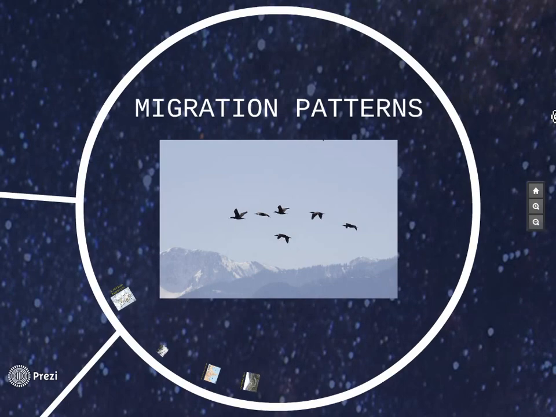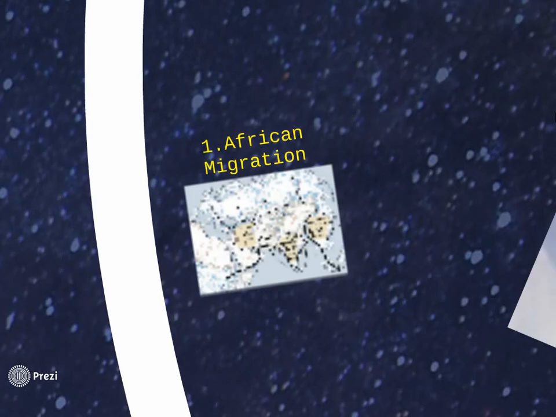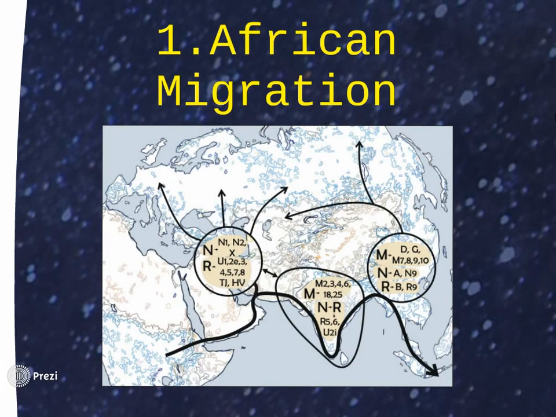So let's talk about these patterns of migration. The first migration that we're going to talk about is the African migration. And this goes back, geez, probably 100,000 years ago. It's kind of funny, most anthropologists will trace humanity back to Africa.